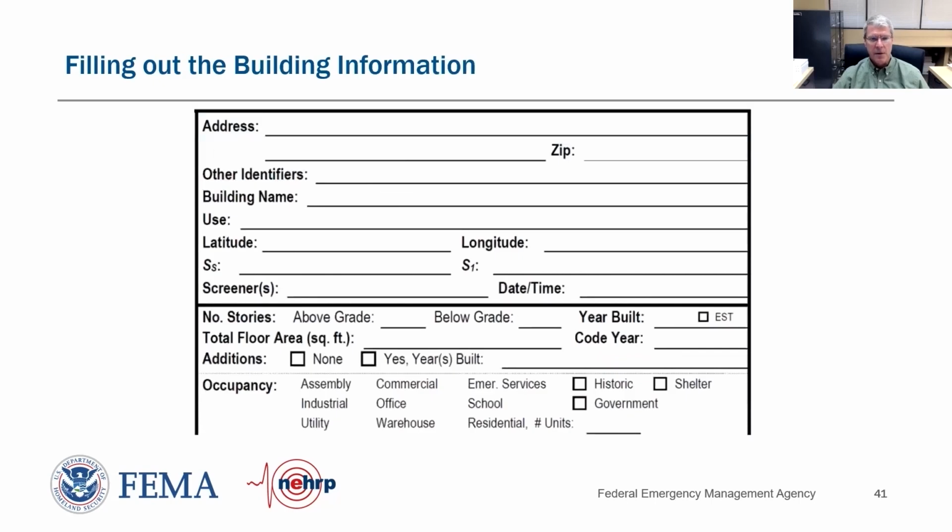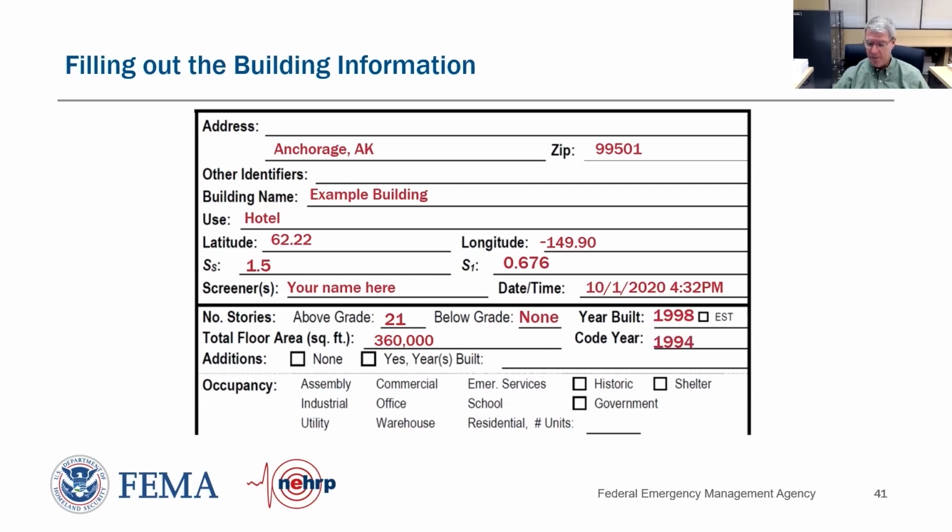Okay, got that. So here's us filling out our form. This is our upper section about our building. It's in Anchorage. It's our example. It's a hotel, so that's our occupancy. There's our lat long. We have our ground motion parameters that we've collected. We're the screeners. We went around it. We've got 21 stories, nothing below grade. Interestingly, it's 360,000 square feet, 1998 vintage. Code year was 94. And if we look at additions, there were none, and we are a commercial building. So that's our upper portion of our form, how we might complete it.